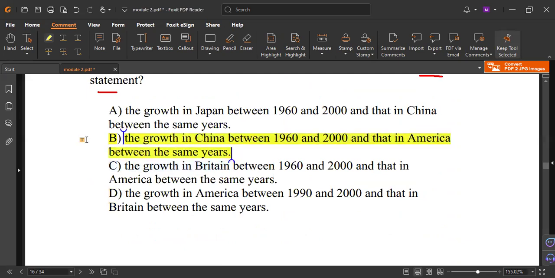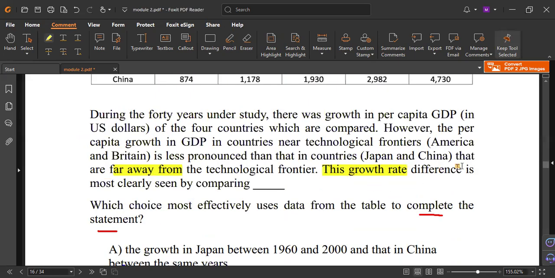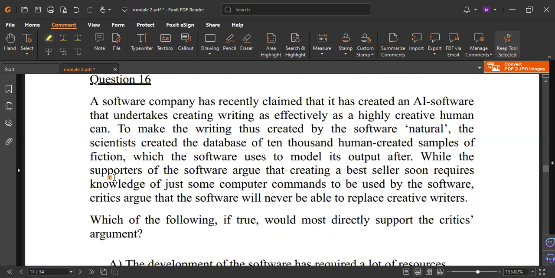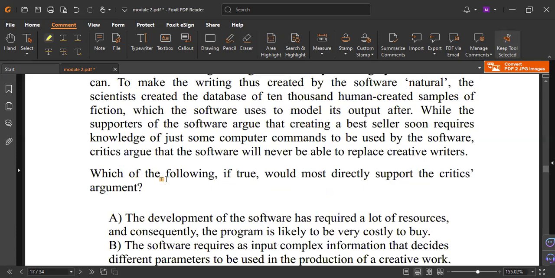All right, so the trap here is about the information in the text. This one, as I mentioned, this growth rate. So we need to find the growth rate in the text and focus on what's going on. All right, so B is correct. What's the next? It supports a critic's argument. Let's find the argument.